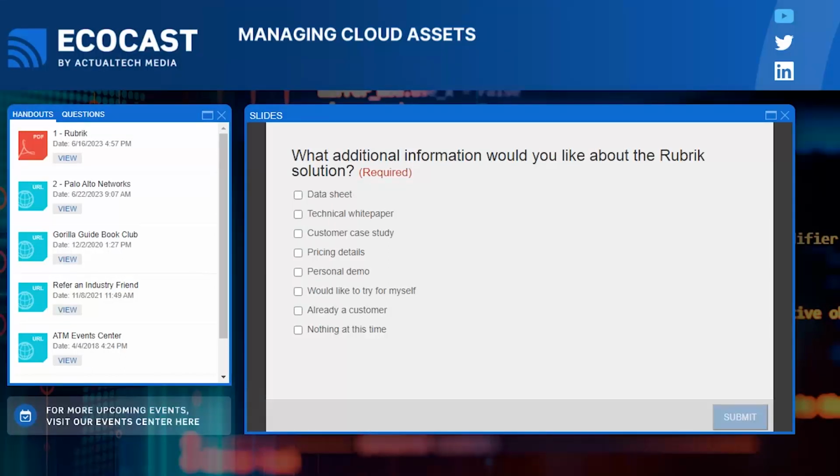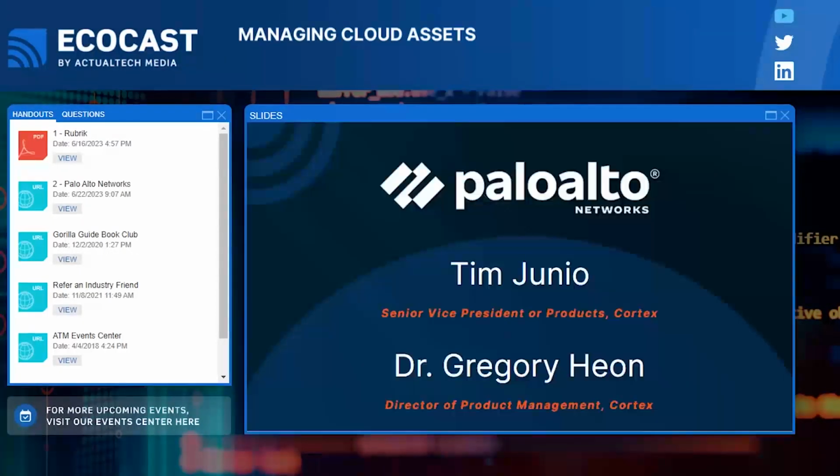All right, now it is time for our next presentation. Joining us is Tim Junio, Senior Vice President of Products for Palo Alto. And he'll be joined by Dr. Gregory Heon, Director of Product Management. They're here to discuss a new product relating to attack surface management. This is something, of course, that is central to cloud asset management, since protecting those exposed assets is job one for any organization. Tim and Greg are ready to go now, so I'm going to throw it to them.